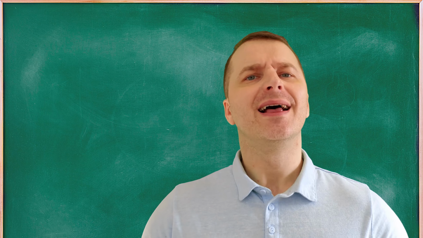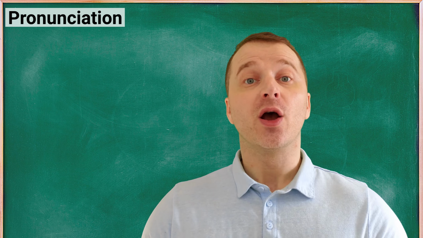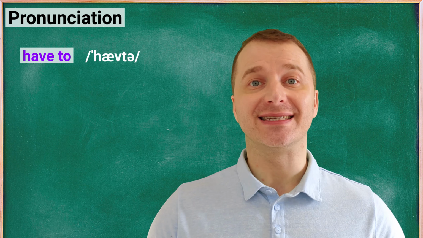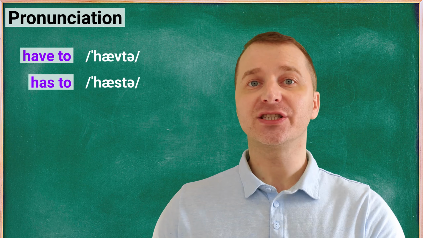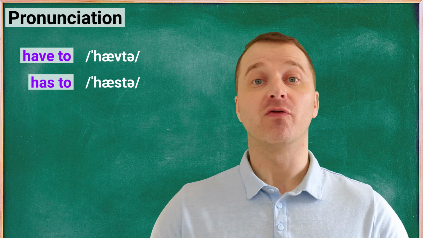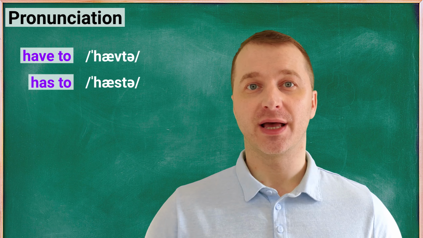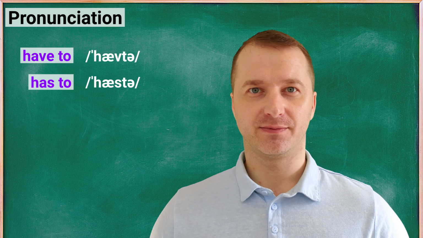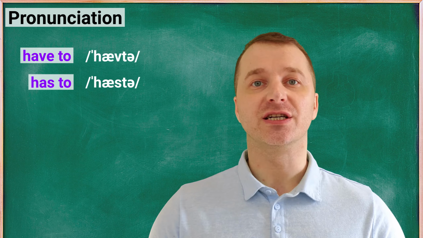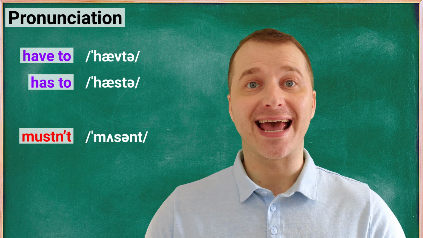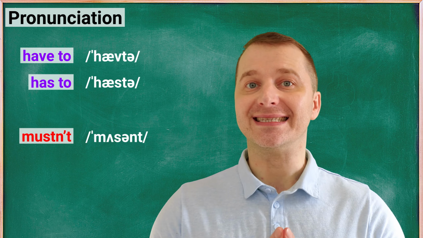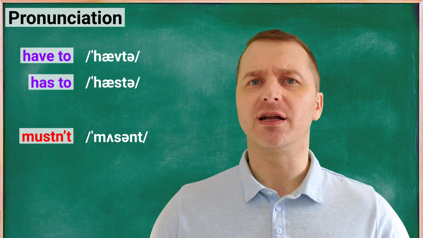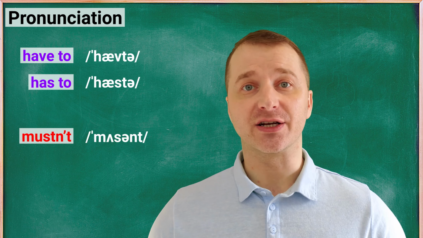As a bonus, let's look at pronunciation. When you speak to someone, you might notice that have to is pronounced as "hafta", and has to is pronounced as "hasta". For example, I have to go. She has to leave. So the words are linked together. Also, the contraction must not is pronounced as mustn't. So the first T is silent. Also, don't say the first T in mustn't. I've heard quite a lot of students pronouncing it like that, but that's incorrect.